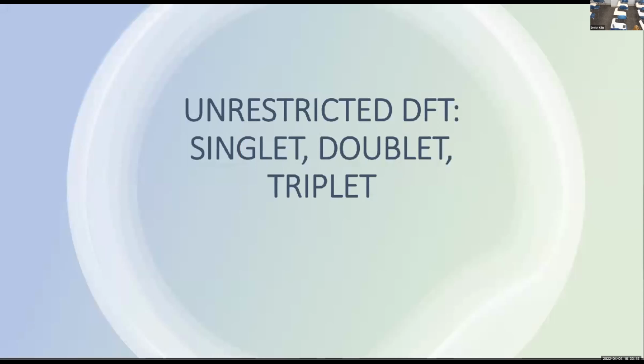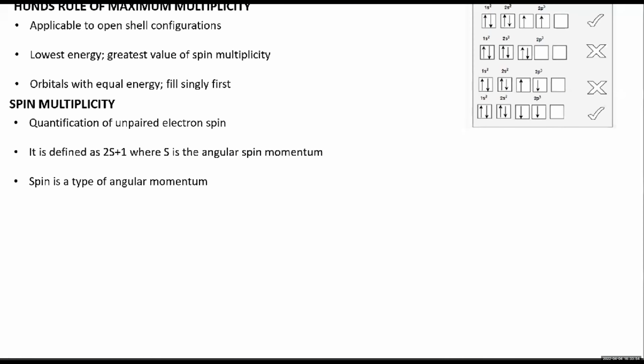Okay. Good evening, everyone. I was speaking about unrestricted DFT. So a quick recap: according to Hund's rule of maximum multiplicity, which is applicable to open shell configurations, the rule states that for a given electron configuration, the lowest energy term is assigned to the one with the greatest value of spin multiplicity. So orbitals with equal energy will fill singly first. Like in this case, you fill it singly first instead of pairing it up.